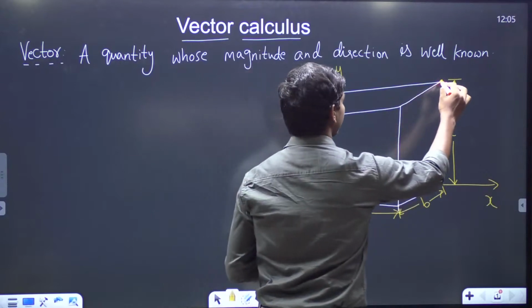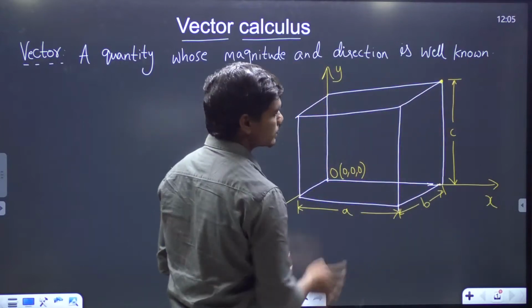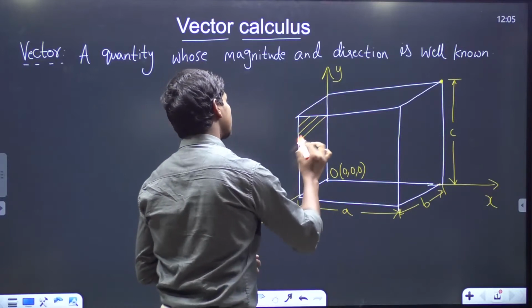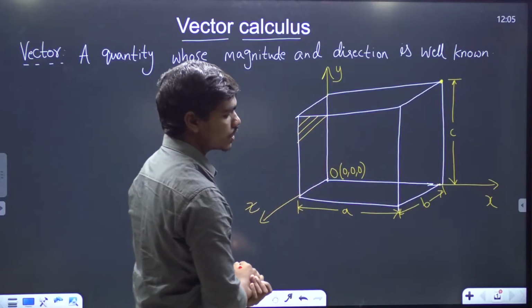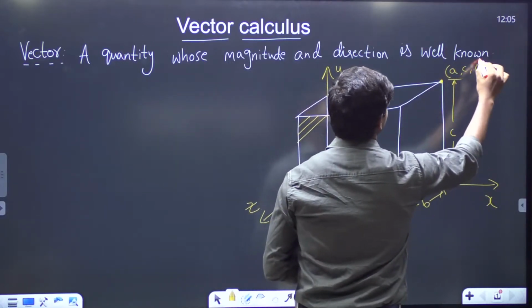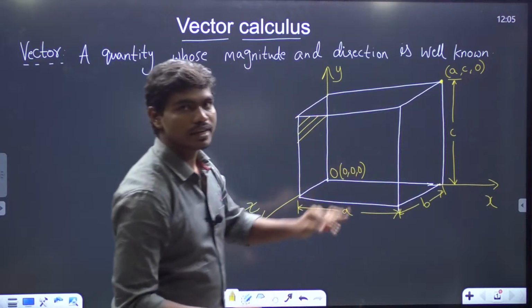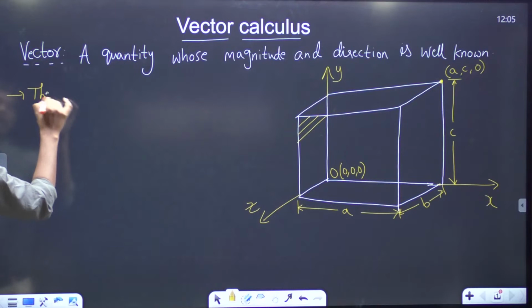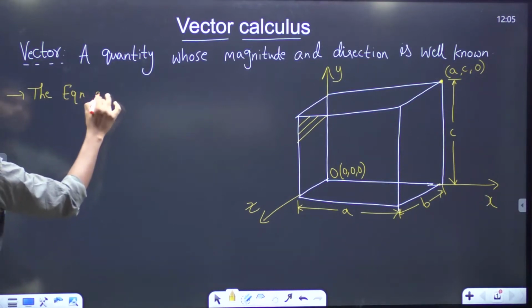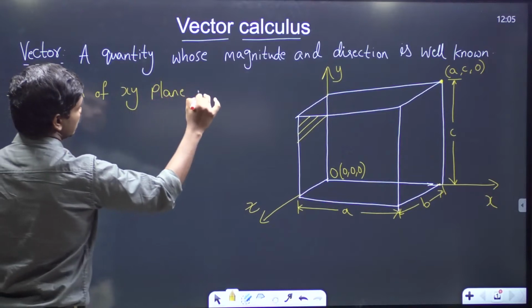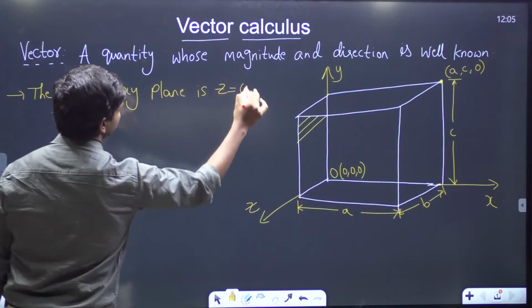If you see, this point which I plotted is on the xy plane, correct? And this outer face which I'm hatching here is coming out of the box. So this is A comma C comma 0. The equation of the xy plane is z is equal to 0. So let us write these things. The equation of the xy plane is z is equal to 0.